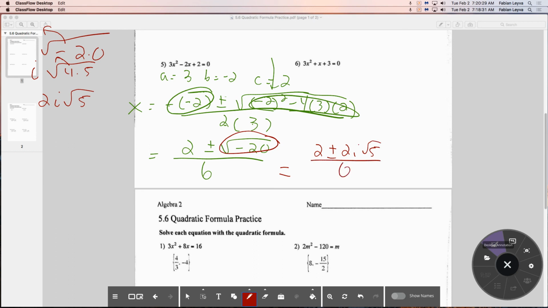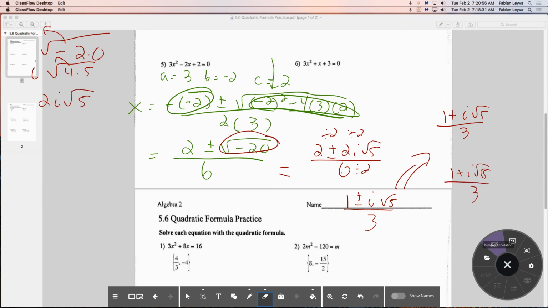Notice that I'm going to simplify before I make my two equations. I have 2's here, I have something that could all be divided by 2, my leading coefficients, so I would end up with 1 plus or minus a single i square root of 5 all over 3. And let's just write our two equations to get used to seeing 2. So we see 1 plus i square root of 5 all over 3. Then we have 1 plus i square root of 5 all over 3.